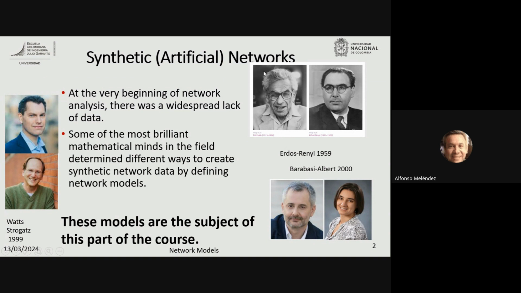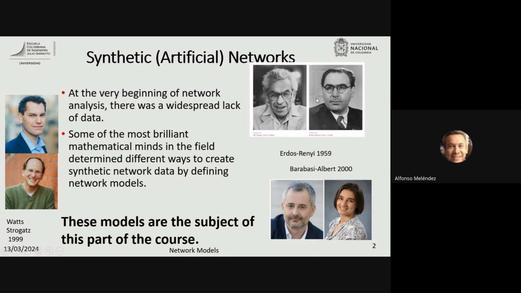The first one is here in the upper right. Two important mathematicians, Paul Erdos, one of the most important mathematicians of the last century, and Alfred Renyi. They, in 1959, wrote an article about random networks. Random networks. So this is our first model.